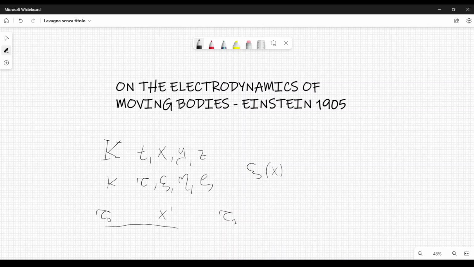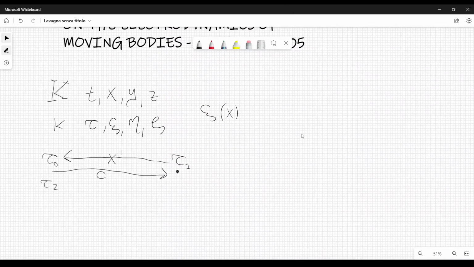So we are moving in this direction. The light ray, of course, propagates with the speed of light, c, in every frame of reference. Then, at the point with coordinate x prime, the ray is reflected back to the origin, and the time at which it arrives is tau 2. Now, we define x prime to be x minus v times t.